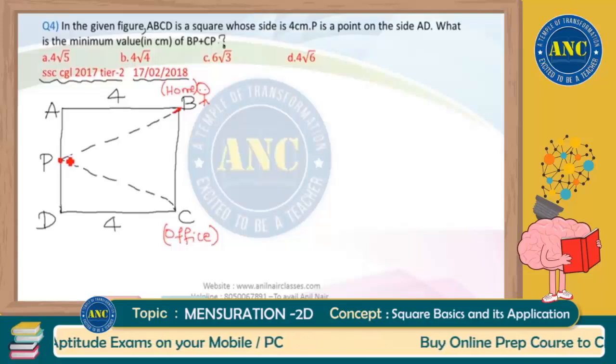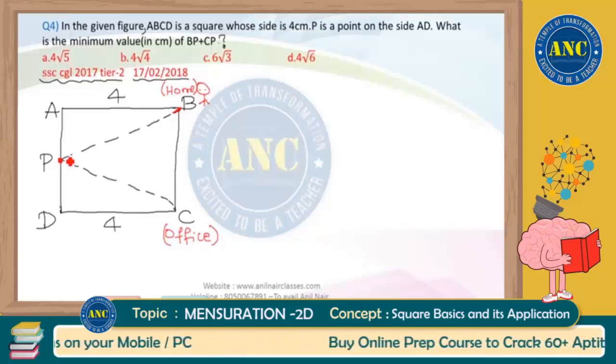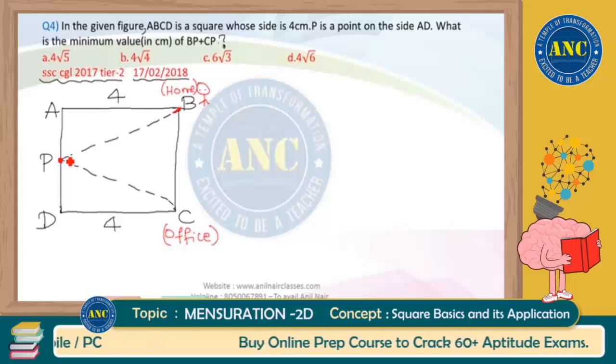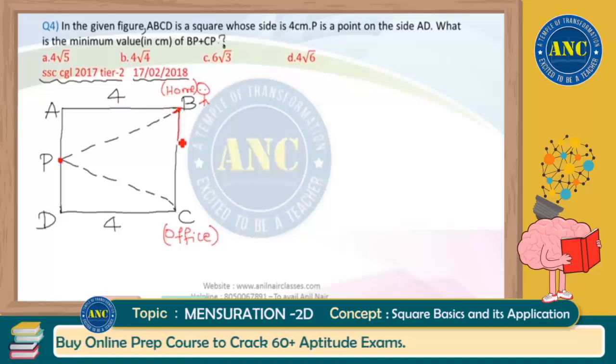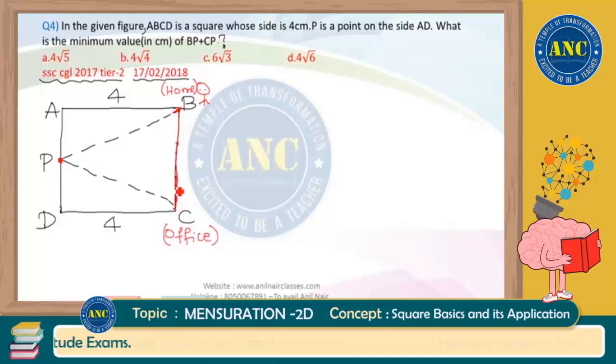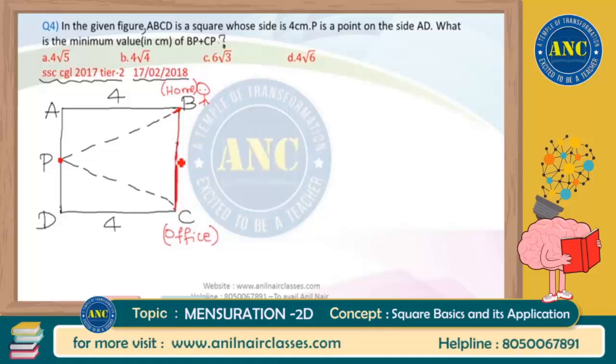If there were no such condition, I could have directly come from B to C along this path, which is nothing but the direct value BC. And BC is anyway given in the question as 4 centimeters. So that would have been the minimum distance traveling from B to C.